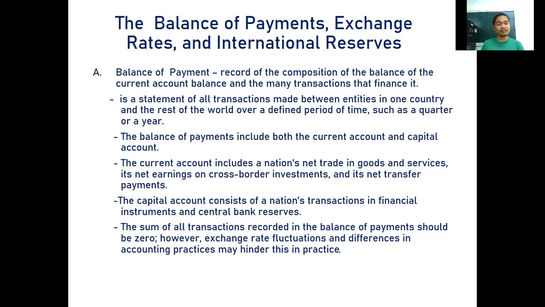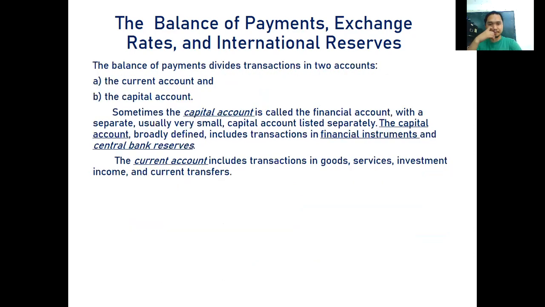So the current account includes a nation's net trade in goods and services, its net earnings on the cross-border investment, and its net transfer payments, while the capital account consists of the nation's transactions in the financial instruments and the central bank reserves. So the sum of all transactions recorded in the balance of payments should be zero. However, exchange rate fluctuations and differences in accounting practices may hinder this.